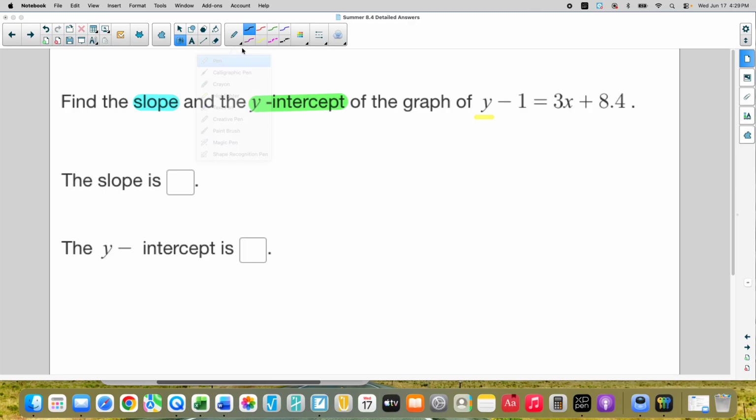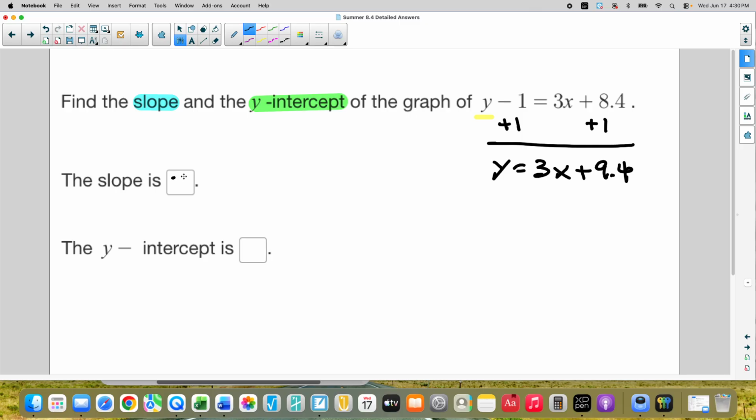So I need to get rid of that -1. What gets rid of a -1 when it's being added to y is to do the inverse, which is adding 1. And I'm going to line it with my constant. That gives me y equals 3x plus 9.4. And the slope is going to be 3, and the y-intercept is going to be 9.4. Okay, so let's take a look at that. Here's my coefficient of x, which gives me my slope, and the constant, whatever is being added and subtracted, is going to be my y-intercept.